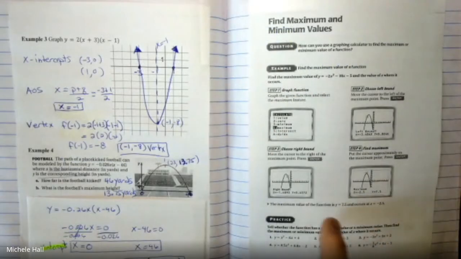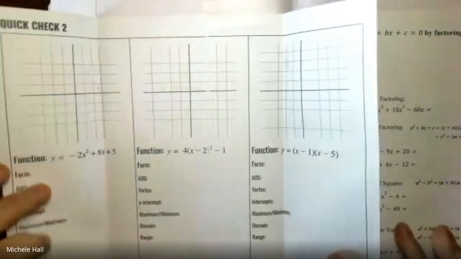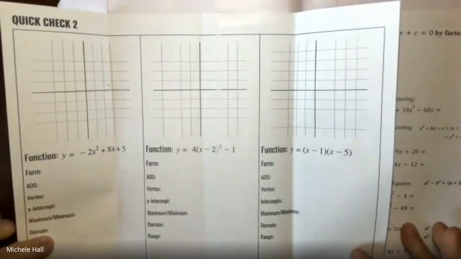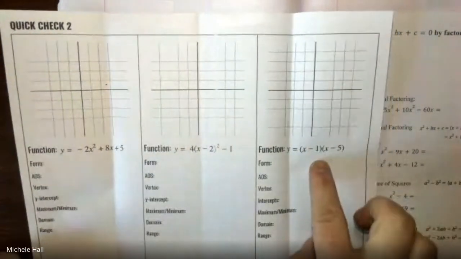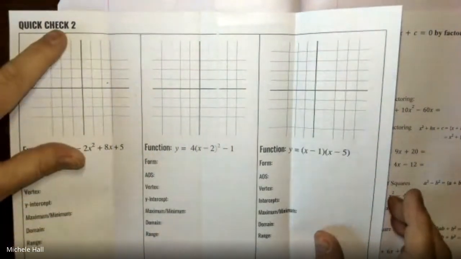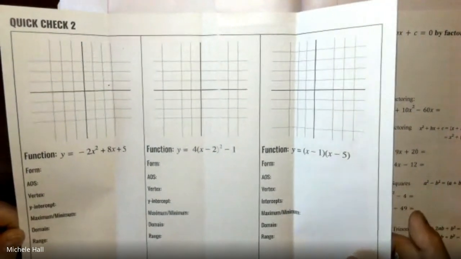We will do the maximum and minimums on the graphing calculator when we come back, and we will also do the quick check 2 that has all 3 forms: standard form, vertex form, intercept form. We will do the second one when we come back. We will actually do the first and second one, but the second one is going in your notebook.